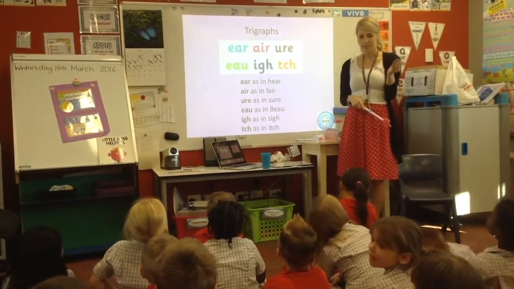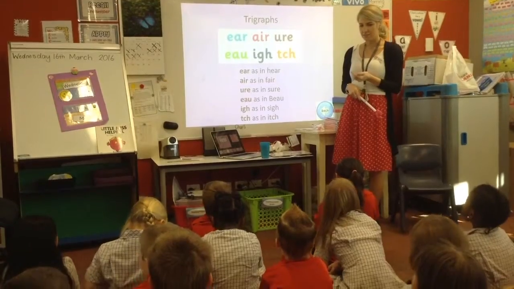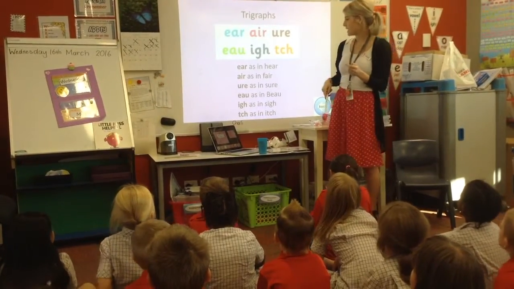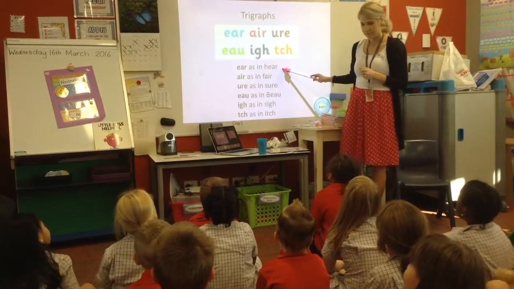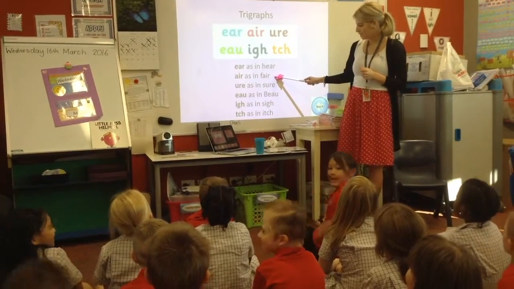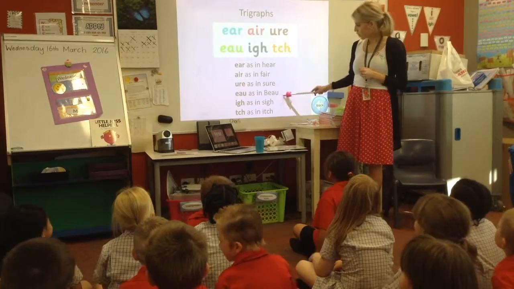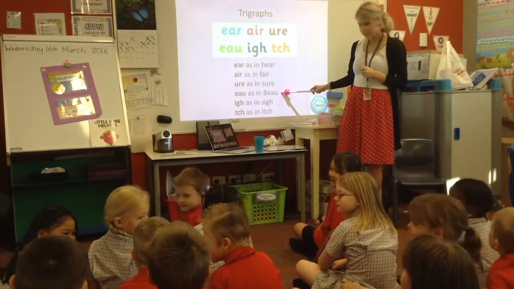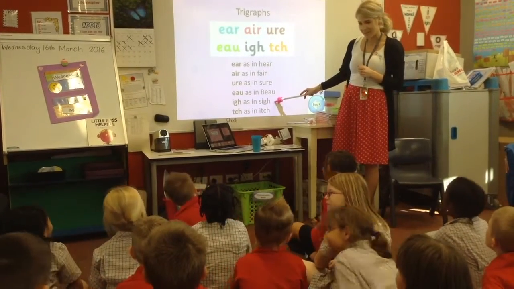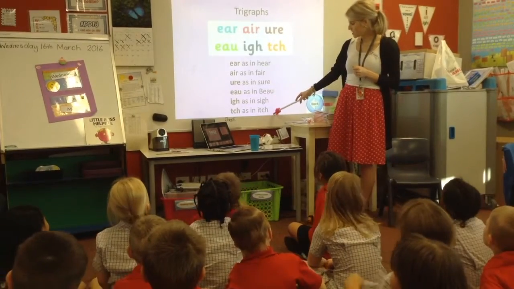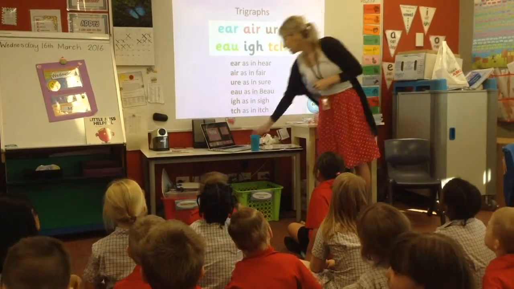I'm going to say what the trigraph is and give you an example. I want you to say it after me. Ear as in here. Air as in fair. Ore as in shore. O-w as in bow. I-g-h as in sigh. T-c-h as in itch.